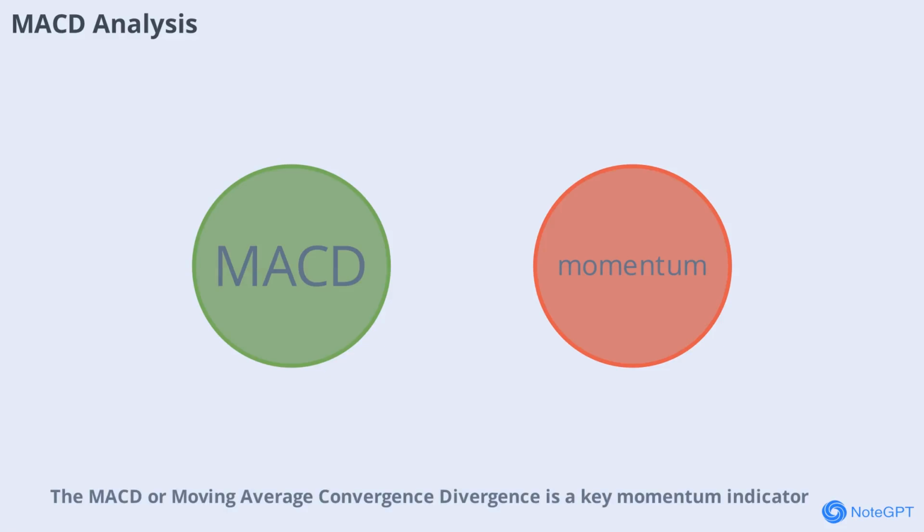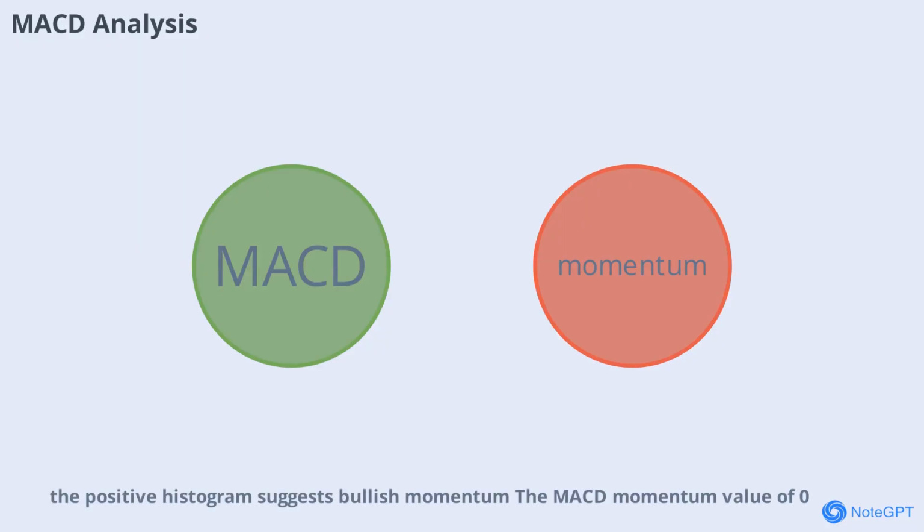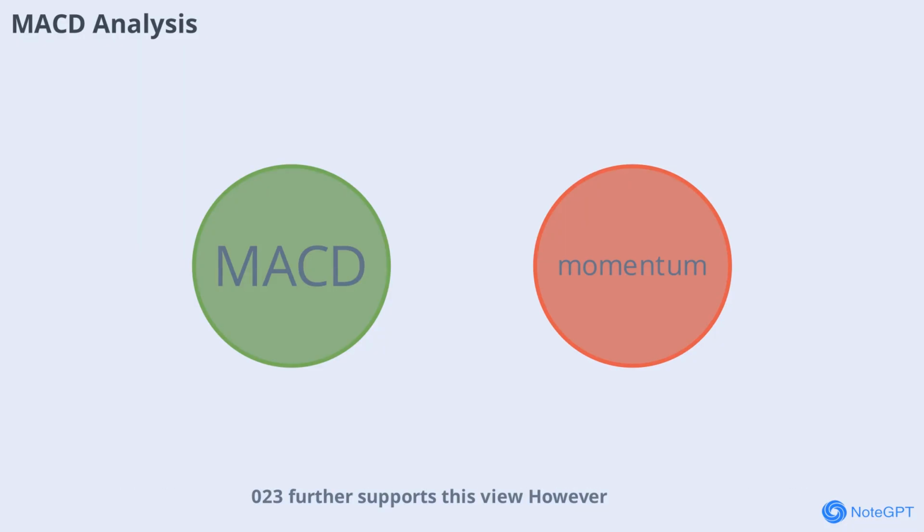MACD, or moving average convergence divergence, is a key momentum indicator. With the MACD line at 0.011 and the signal line at -0.011, the positive histogram suggests bullish momentum. The MACD momentum value of 0.023 further supports this view. However, traders should watch for any sign of the MACD crossing below the signal line, which could indicate a shift in trend.